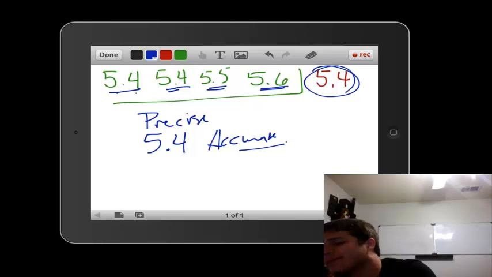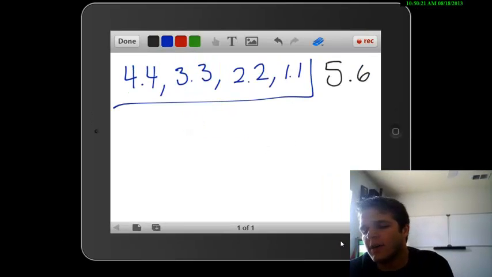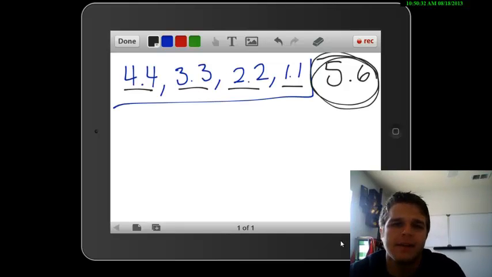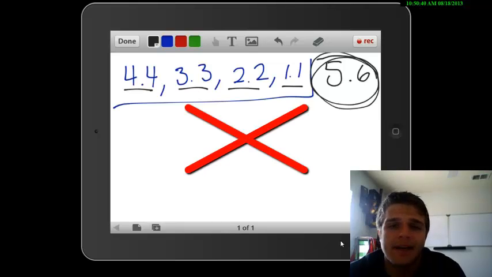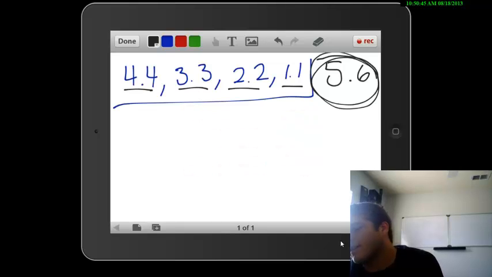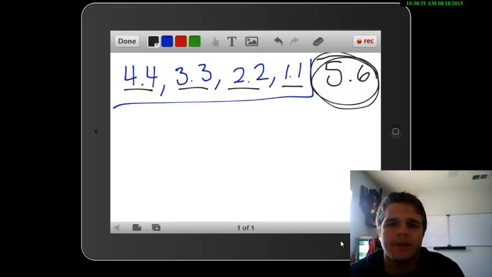Now, let's take a look at something that's not as good. This right here, what do you think it is? We have the numbers 4.4, 3.3, 2.2, 1.1, and the expected value that we were supposed to get was 5.6. How does this set of data look in terms of accuracy and precision? It's actually going to be not accurate, not precise. None of the data points are even close to one another, let alone are they all close to the expected value.